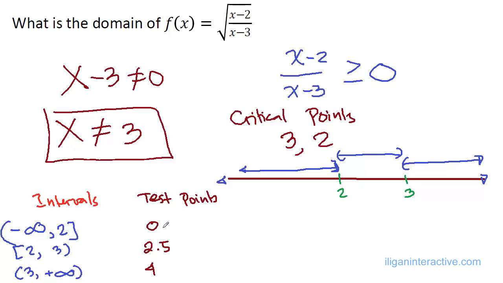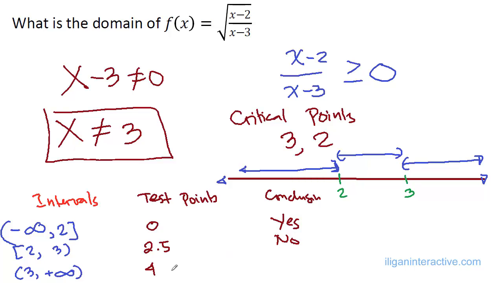If x is 0, what will happen? Check here, negative 2 divided by negative 3, it's a positive number. Is it greater than 0? Yes. And the conclusion here is just a yes or a no. So it's a yes, meaning this interval belongs to the domain. How about this 2.5? 2.5 minus 2 is positive. 2.5 minus 3 is negative because 2.5 is smaller than 3. This gives you a negative number which is not greater than 0, which is no.